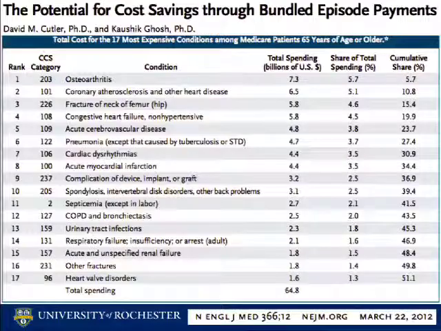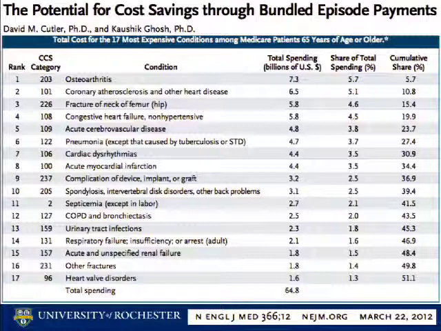And recently, it was looked at in the New England Journal of Medicine, the cost of providing care for fractures and other diseases. And the 17 top conditions cost 50% of the Medicare costs for hospital care in the United States. That's 50% of the cost of medical care for Medicare patients.